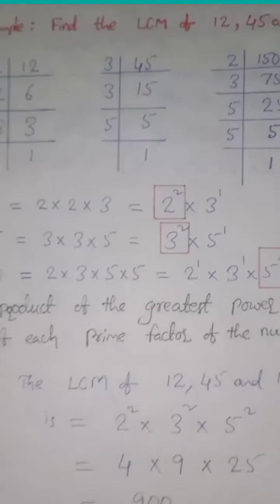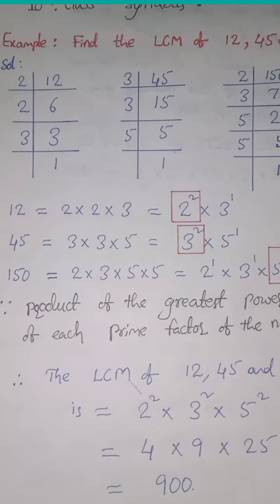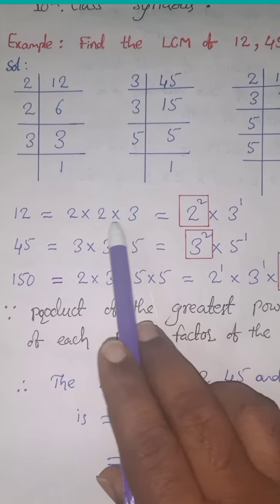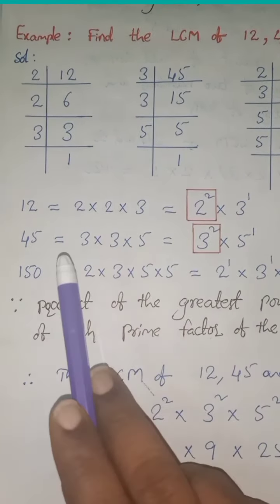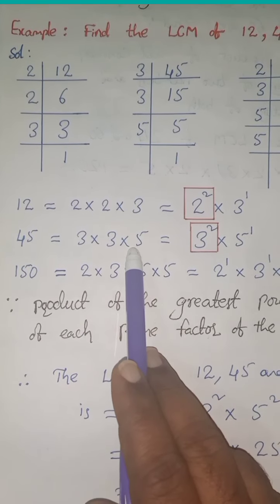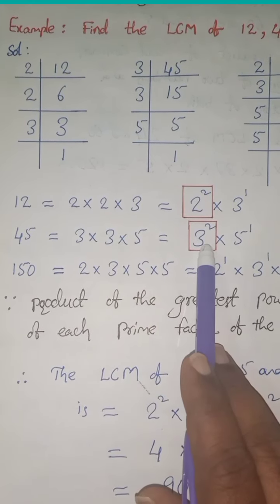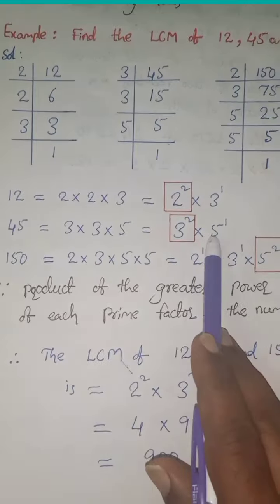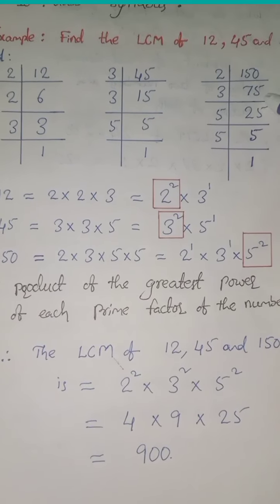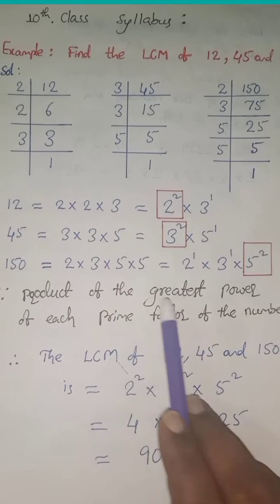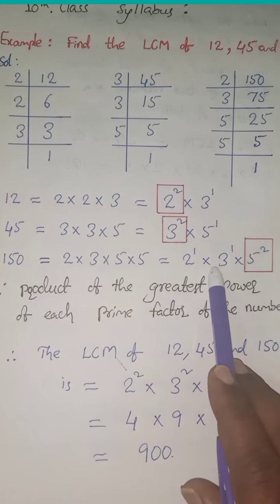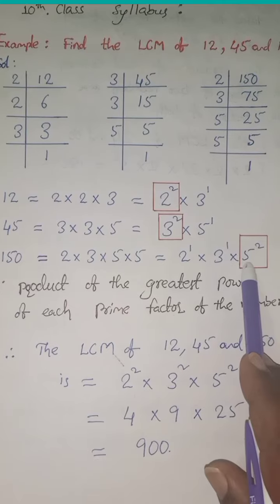So here we write 12 equals 2 into 2 into 3, that means 2 square into 3 to the power of 1. 45 equals 3 into 3 into 5, that means 3 square into 5 to the power of 1. Next, the third number, 150, equals 2 into 3 into 5 into 5, that means 2 to the power of 1 into 3 to the power of 1 into 5 to the power of 2.